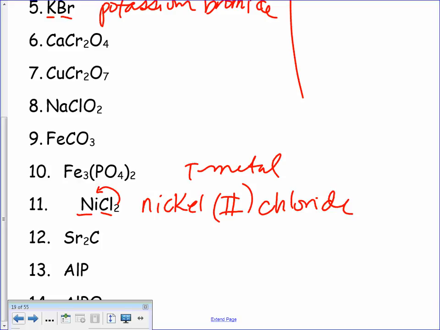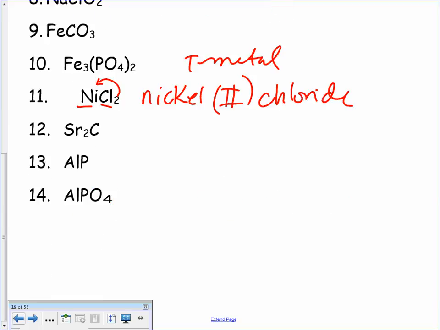Next one. Oh, tell me number 12. I got you. It's the second group. Strontium. That was carbon. Carbide. Carbon goes to carbide because it's just simply from the periodic table.